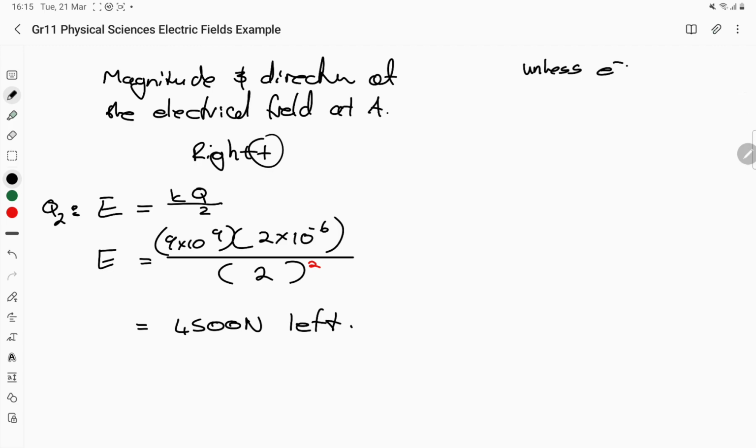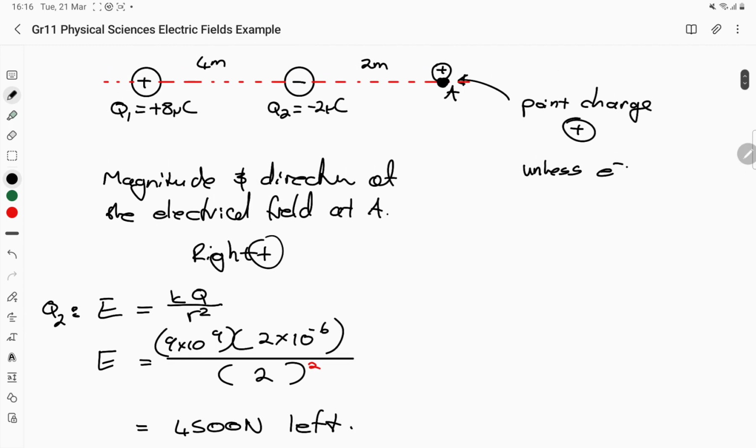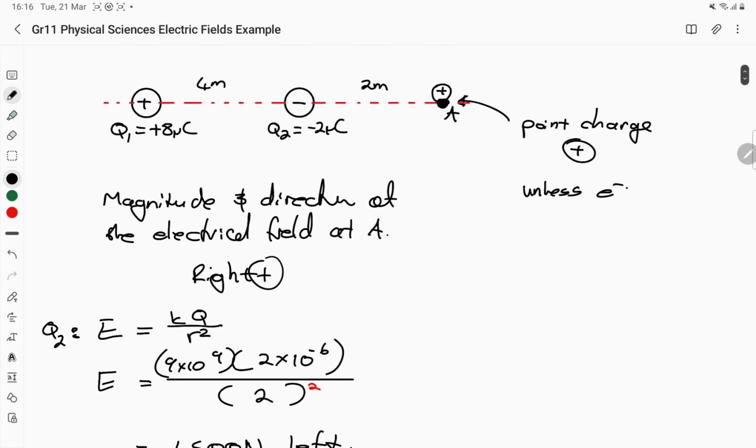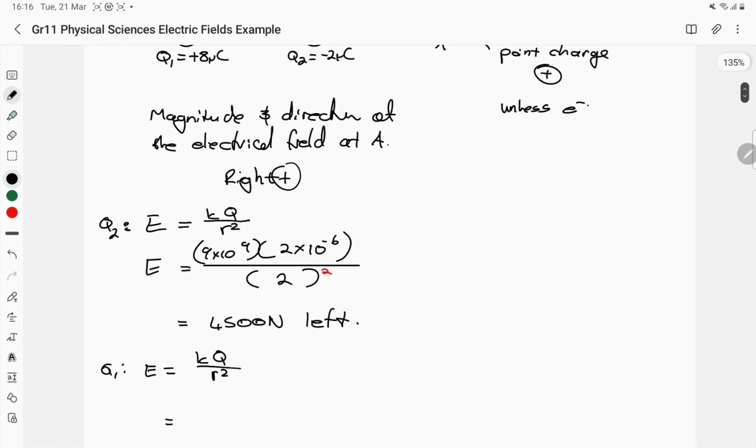All right, and for Q1, we set this up. Looking at Q1, we have a positive 8 microcoulombs over there, and we're only going to compare this to A. These two are irrelevant in how they interact with each other. We're looking only at A. So how does Q1 affect A with its electric field? Let's take a look.